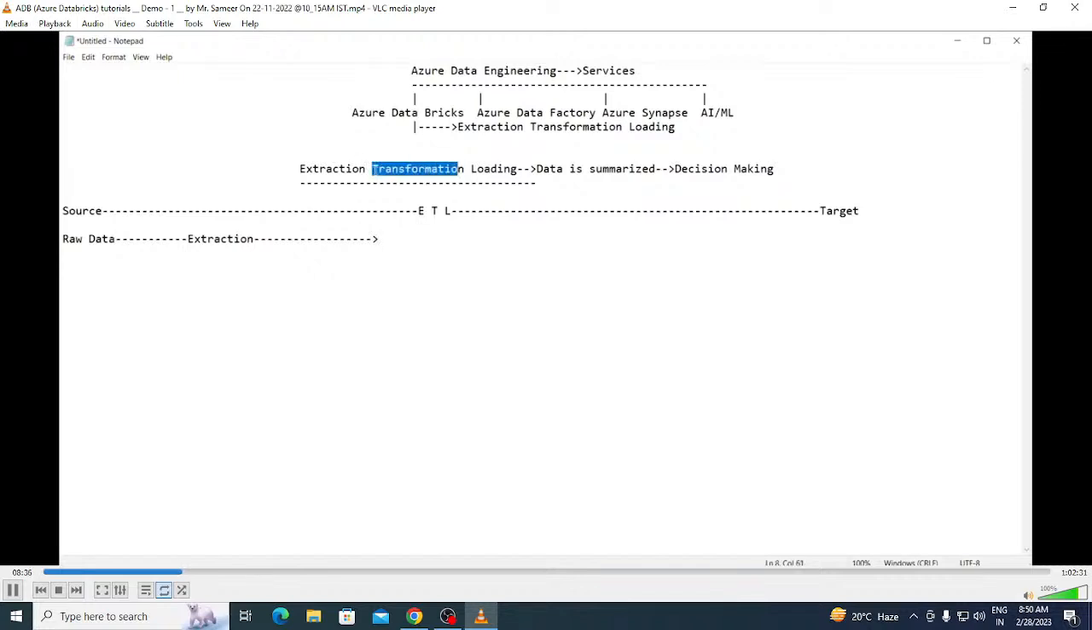Transformation is the actual process where the data is converted into the format required by the customer. And once the transformation is applied on the data, the data is finally prepared and it is loaded. And where is it loaded? It is loaded into the target, that is called a destination.